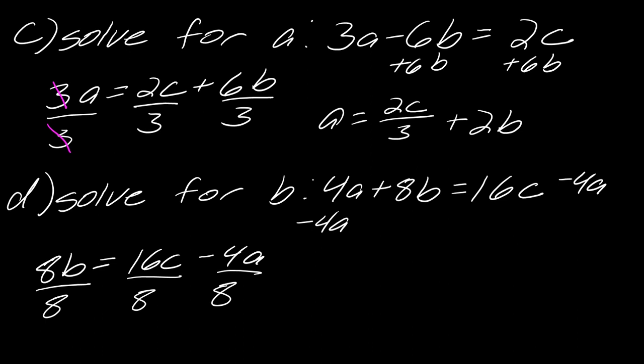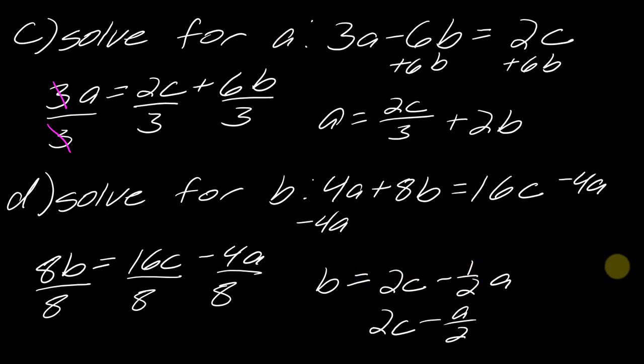And so now I'll just go piece by piece. So b is going to equal, all right, 16 divided by 8 is just 2. So this comes out to 2c. And then 4 divided by 8, I can simplify this to 1/2. So I can write this as minus 1/2a, or you could write it as minus a over 2. Tomato, tomato, doesn't matter which one you want to do. So this would be the answer right here. This would be either 2c minus 1/2a or 2c minus a over 2.